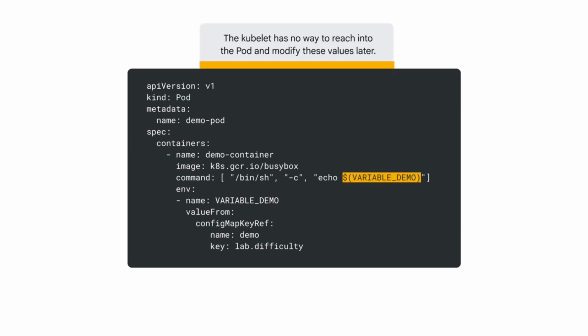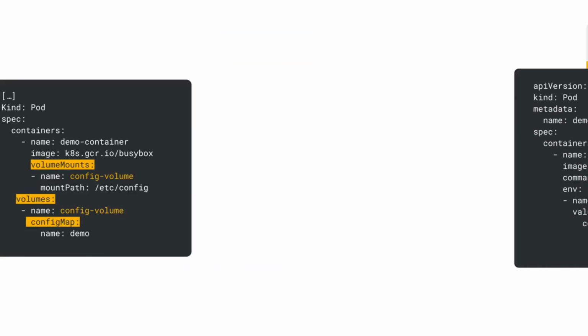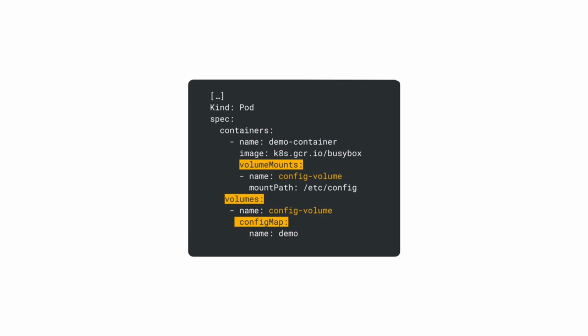As a result, the kubelet has no way to reach into the pod and modify these values later. Config map data can also be added into an ephemeral volume. For example, let's say a volume named config volume is created in the volumes section with a config map named demo. The result is that a config map volume is created for this pod. This means that all the data from the config map is stored in this config map volume as files, and then this volume is mounted to the container by using the mount path directory.